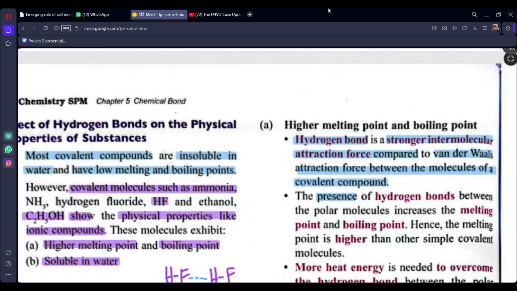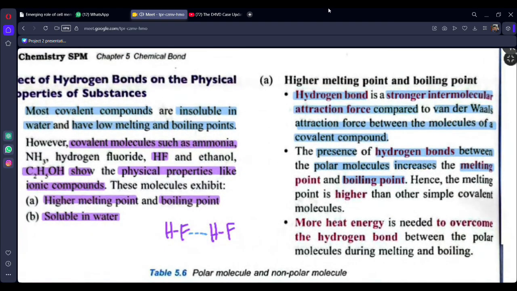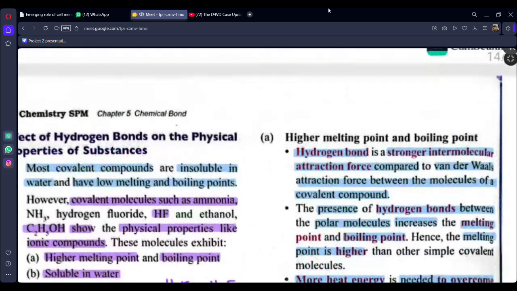Presence of hydrogen bonds between polar molecules increases melting and boiling point. Why? Because right, it's stronger than Van der Waals. So what do we remember from Form 4 Chapter 2? We remember what? That bila bond lagi kuat, melting point akan naik and more heat energy will be needed to overcome hydrogen bond. Is that more clear or not, guys?